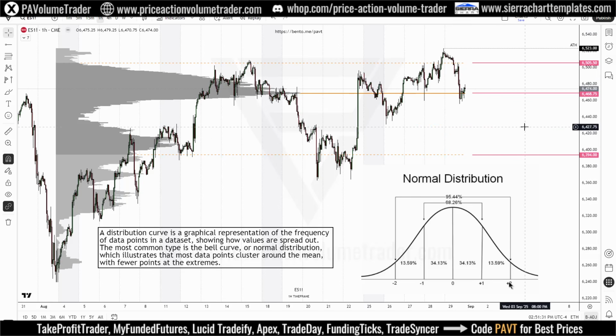Okay, so that's pretty much the explanation of why I like to use a 68% value area versus the standard 70% that comes by default on the trading platforms.